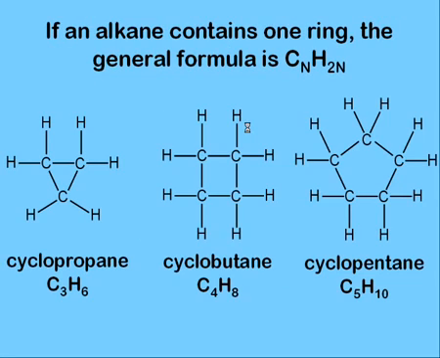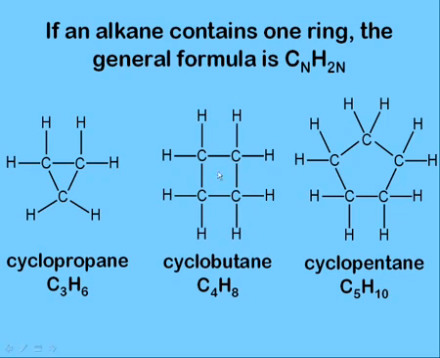Now, if your hydrocarbon contains a ring, well then the formula is a little bit different. Instead of 2n plus 2, it's just CnH2n. And the reason why you lose those 2 hydrogens is because when the chain closes on itself, those 2 hydrogens on the end will go away. So the formula for a 3-membered ring is not C3H8, but C3H6. And the name propane is still there, but we call it cyclopropane. So the prefix cyclo is added when you have a ring.